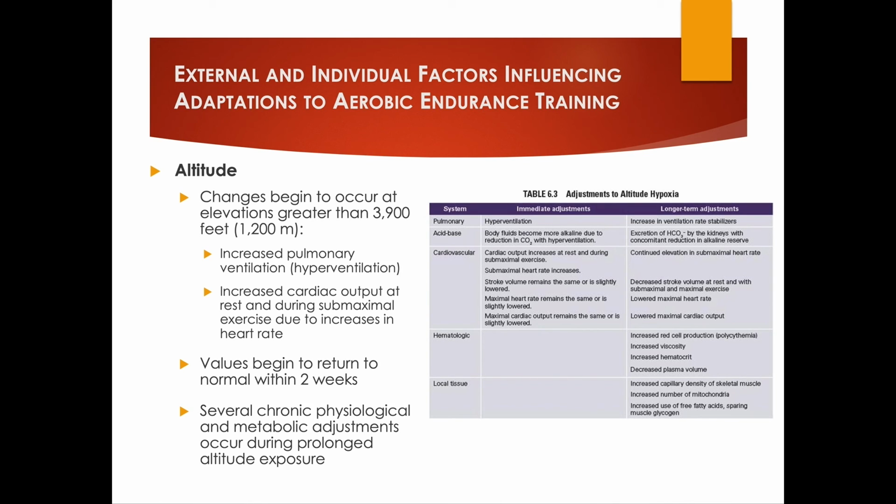Some other factors are going to influence aerobic endurance training. Altitude is going to be one of the biggest ones. And you'll see changes above 3,900 feet. At that point, you'll see an increase in pulmonary ventilation during exercise, as well as an increased cardiac output at rest and submax exercise.